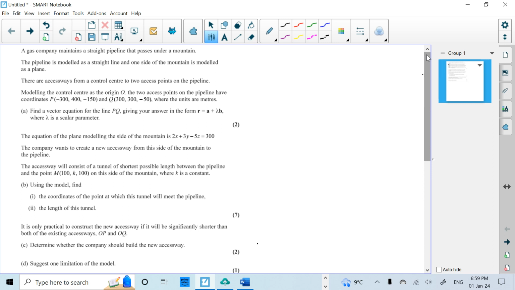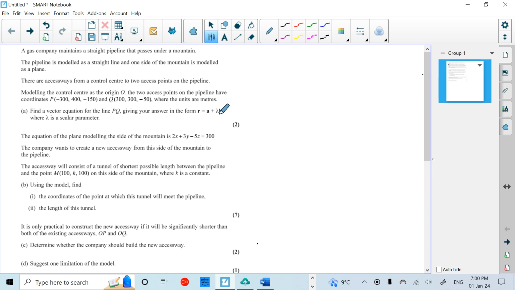A gas company maintains a straight pipeline that passes under a mountain. The pipeline is modelled as a straight line and one side of the mountain is modelled as a plane. There are access ways from a control centre to two access points on the pipeline. Modelling the control centre as the origin O, the two access points on the pipeline have coordinates such, where the units are in meters.